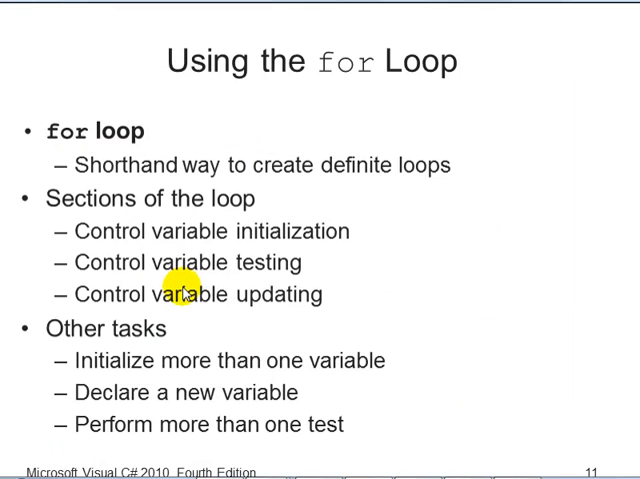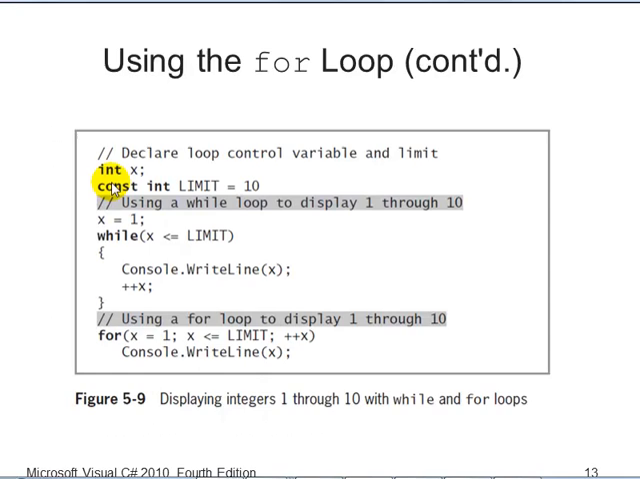Now, the second type of loop is called a for loop. And that's for a definite loop where you know exactly what your limits are going to be. They're going to go from one starting position, but you know exactly how many times you need to go through the loop. Right? There's 3 sections of the for loop that you're going to do. You're going to initialize your control variable, you're going to test it, and you're going to update it. 2 examples of doing a loop that's very similar, one with the while and one using the for.